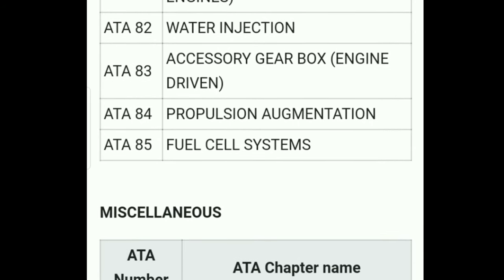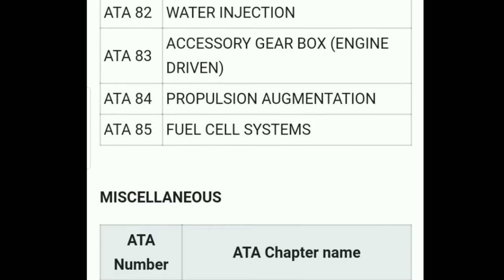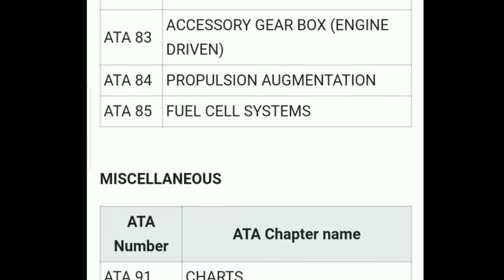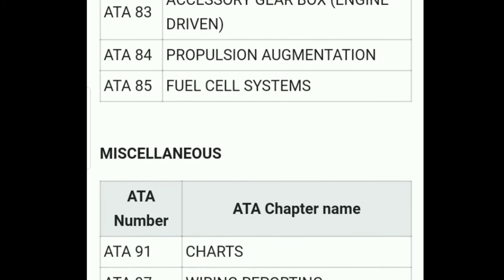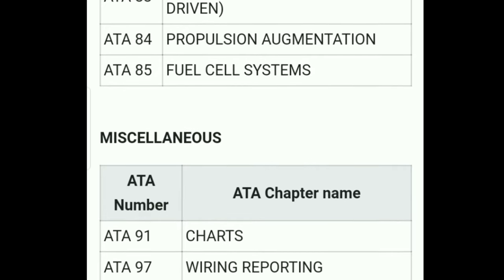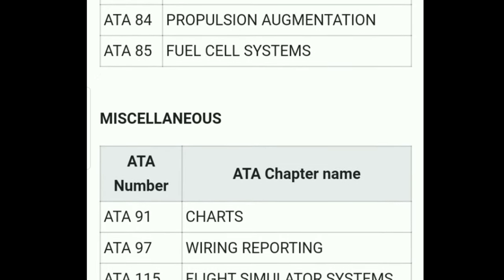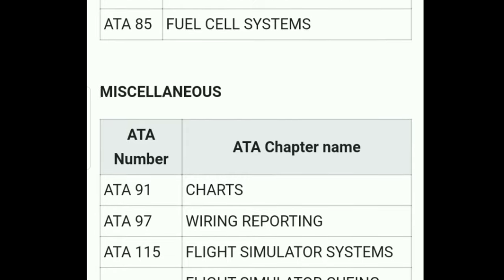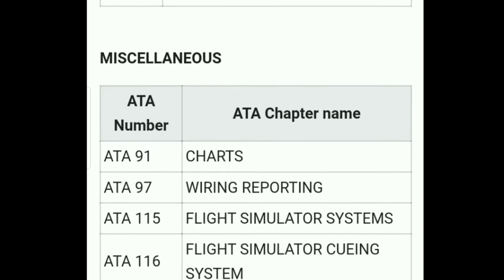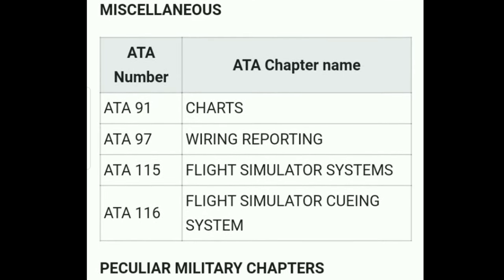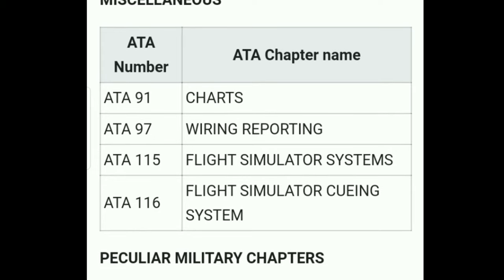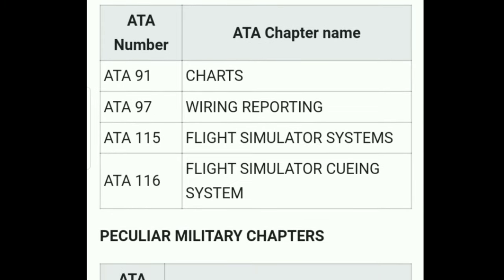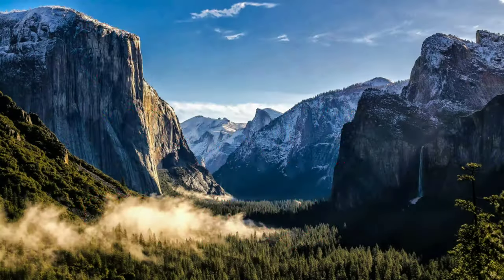And there are some others, miscellaneous ATA numbers and ATA chapter names as well. For example, ATA 91, Charts. 97, Wire Reporting. 115, Flight Simulator Systems. 116, Flight Simulator Queuing System.